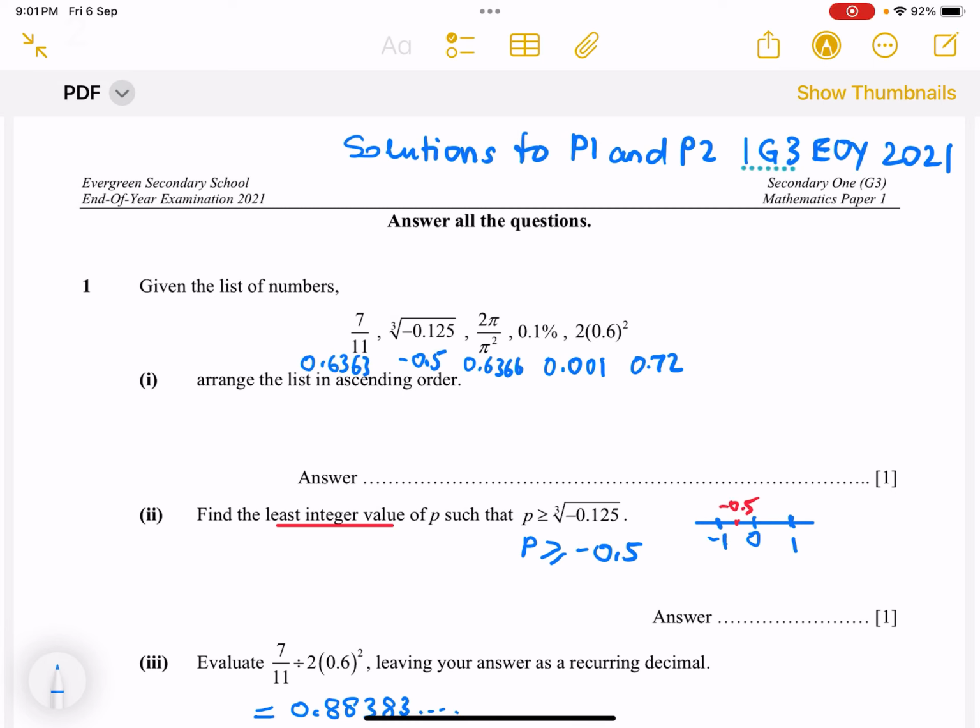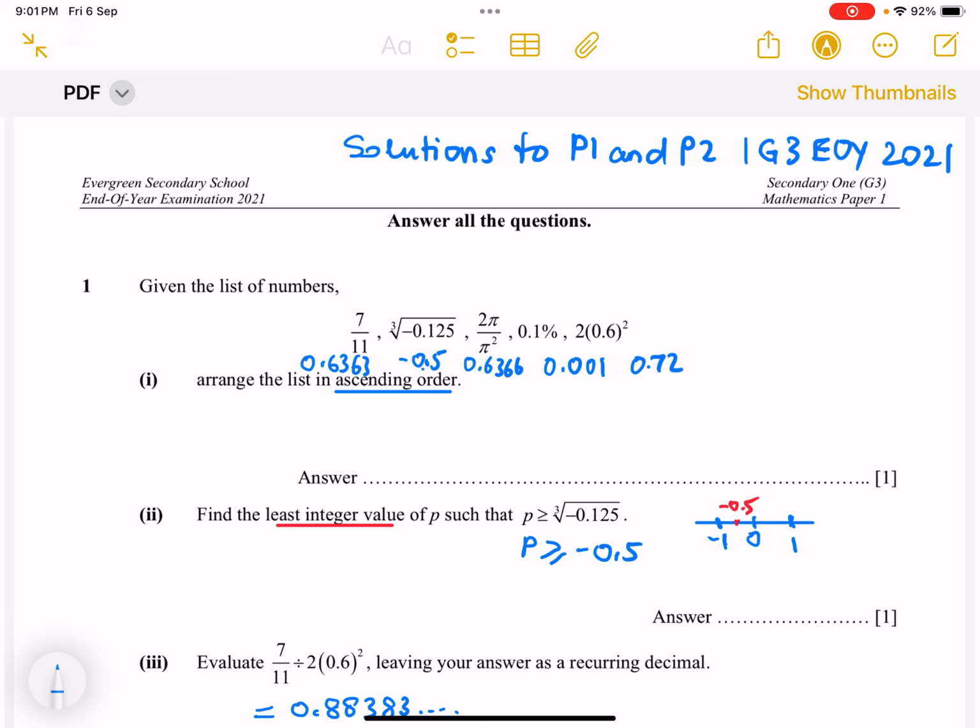Solutions to Paper 1, Paper 2 of 1G3 End of Year 2021. In the first question, we have to arrange a list of numbers. In order to arrange it, we need to write it first as decimals. So we convert all the numbers to decimals, and it's easy to compare which is the smallest and which is the biggest. Ascending order means from the smallest to the biggest.